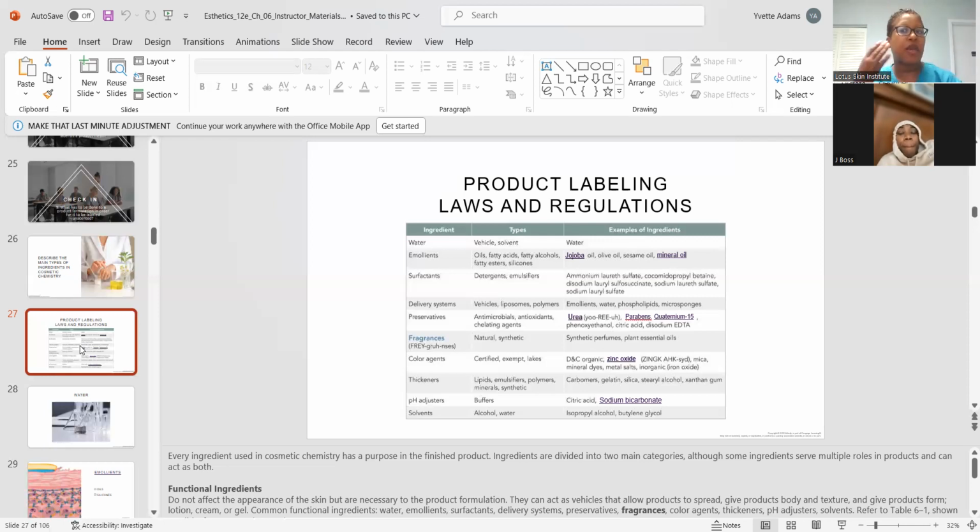And the same thing for an ingredient. You may have a semi-solid ingredient that you want to get into the skin, but the skin is not going to just take something that's semi-solid.